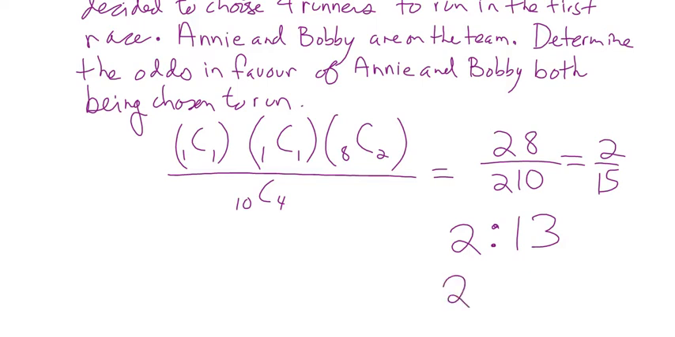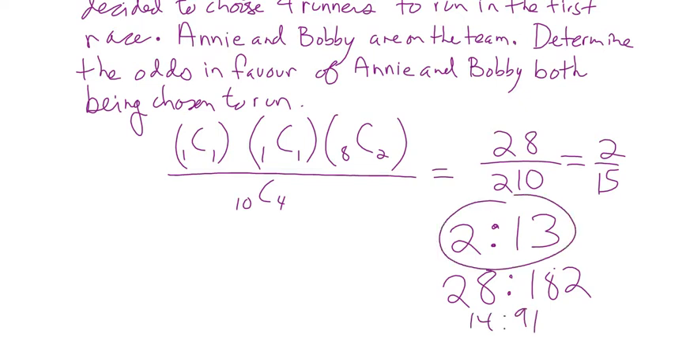Yeah. They could express it as 28 to whatever 210 minus 28 is. 182, I think. Okay. So they could write it as 28 to 182. They could write it as 14 to 91. But reduced, it's 2 to 13.